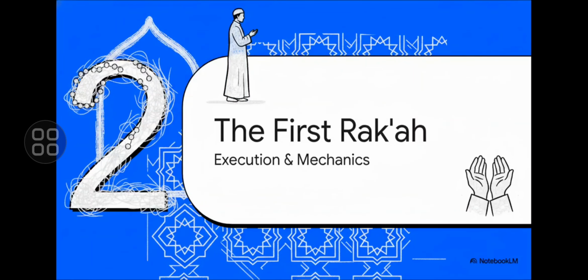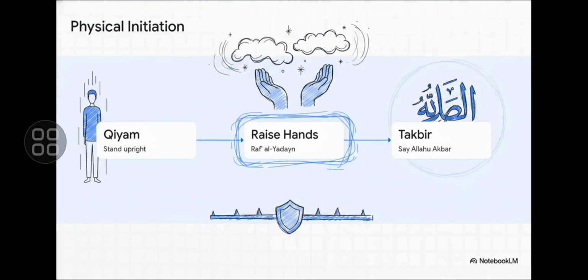Section 2. Executing the first rak'ah. Okay, let's talk physical initiation, which involves 3 distinct actions. First is qiyam, standing perfectly upright. Next, rafa el-yaden, which is raising the hands to the ears or shoulders. This visually symbolizes tossing the material world completely behind you. Finally, the takbiratul ihram, pronouncing Allahu Akbar, or God is the greatest.